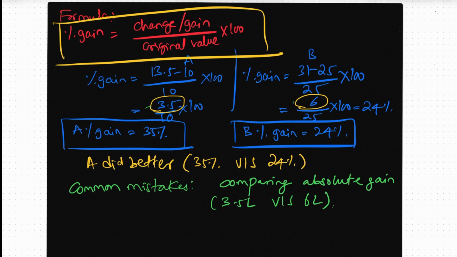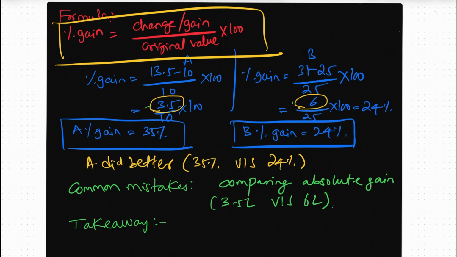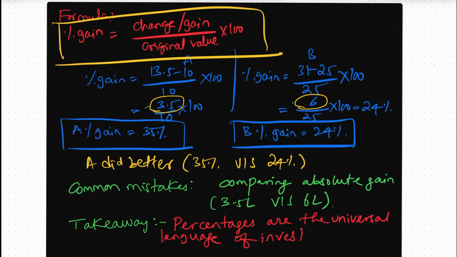Right? So what is the key takeaway now? This is interesting, right? So what is the key takeaway? Percentages are the universal language of investing. So anything you want to compare, compare in percentages. So that is the universal language of investing. Never compare the actual absolute returns, because that could be misleading.